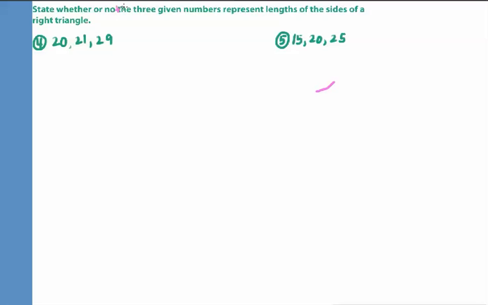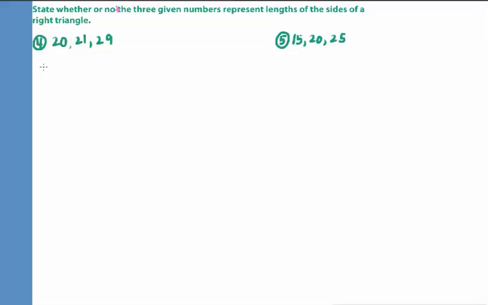State whether or not the 3 given numbers represent lengths of the sides of a right triangle. So how can we do this? I give you 3 sides of a triangle pretty much, and what I'm asking you to do is to verify that these sides could be for a right triangle. So remember, the first thing I told you about the Pythagorean theorem is that it was special to only right triangles. So all we're going to do is take these 3 sides and plug them into the Pythagorean theorem, okay? And it should work out and equal each other.